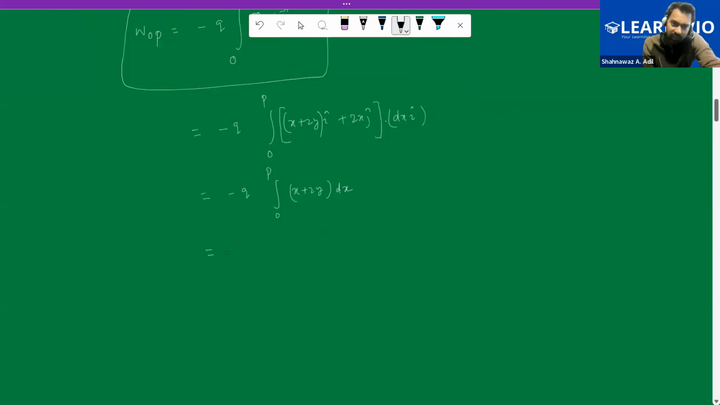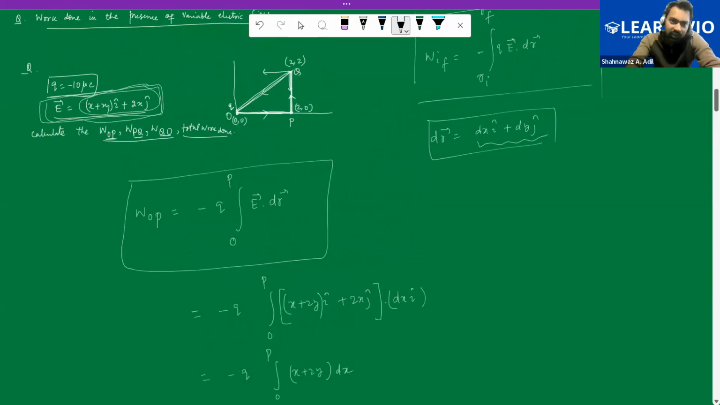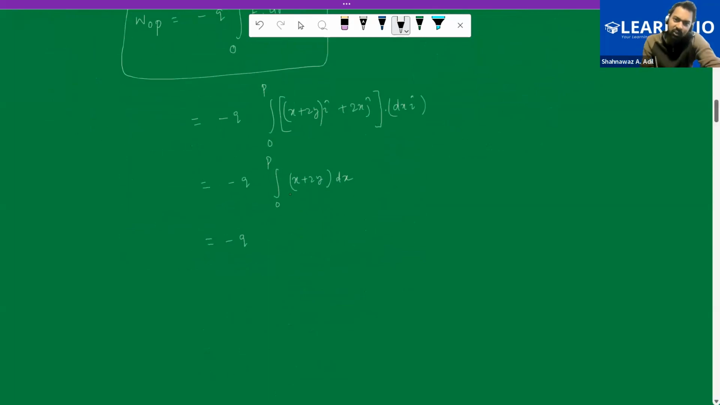So then we can write this thing as minus q. And if you look at this, this is a straight line. In this case, y is 0, so I can cancel this y part. From O to P, there is no y, right, guys? So this would be simple x dx. And what is the limit? This is 0 to 2 x dx.